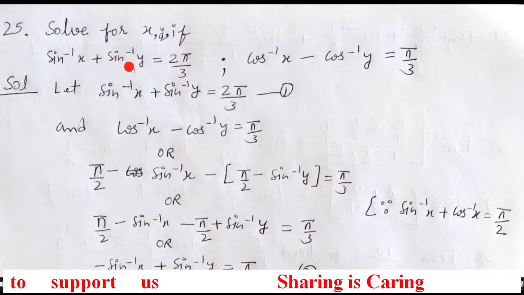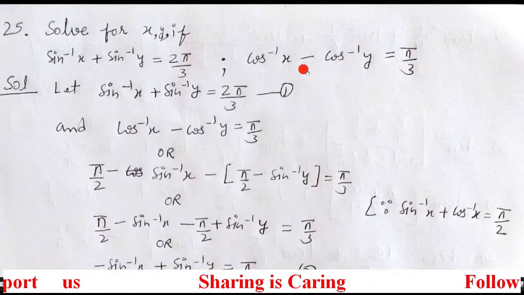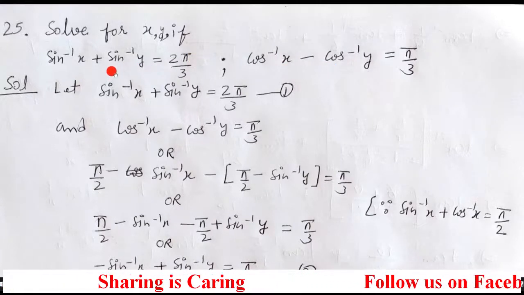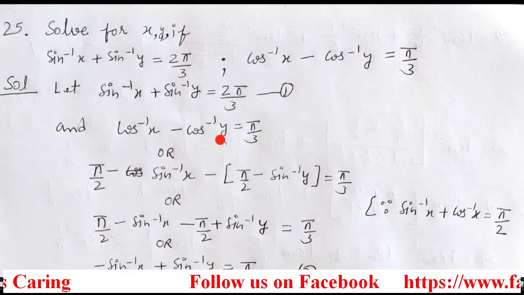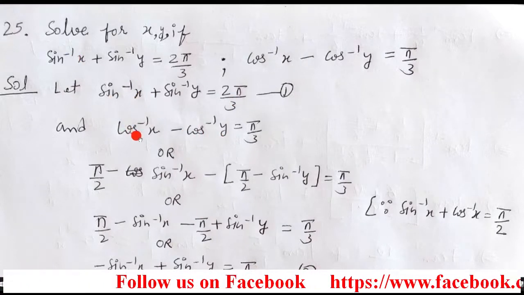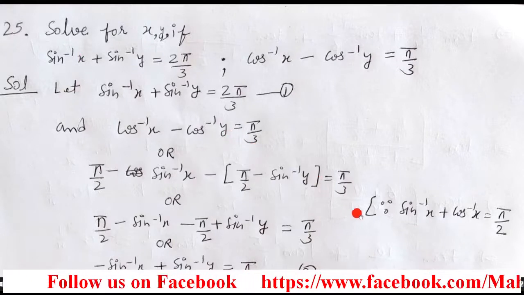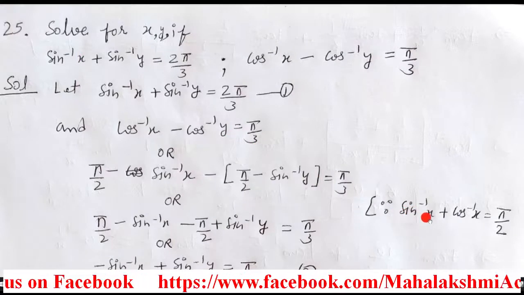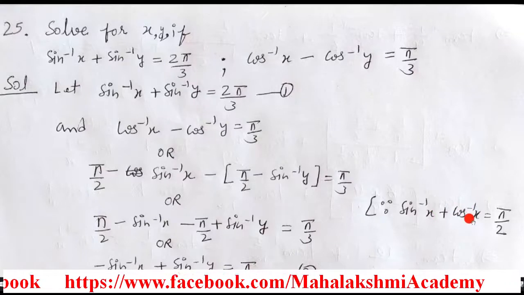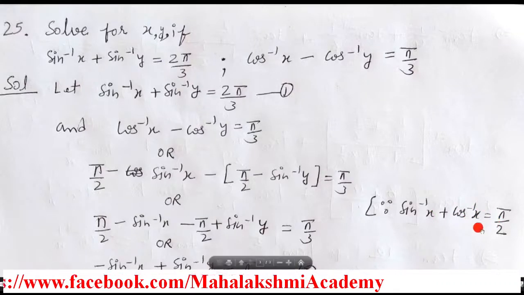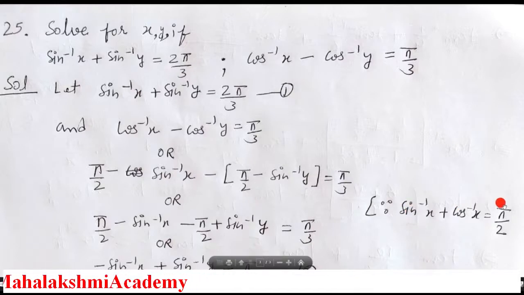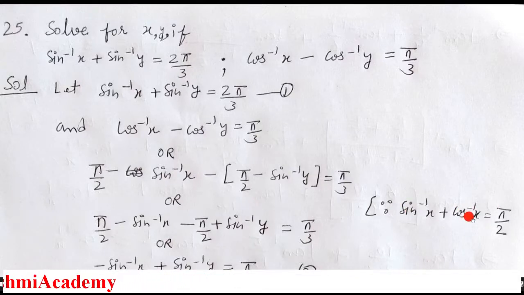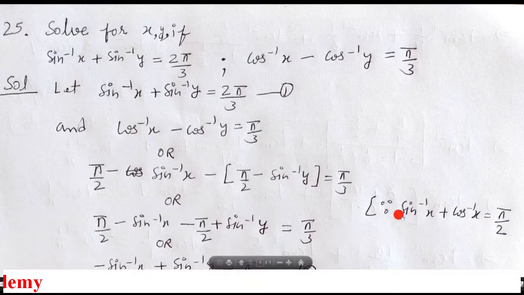In this question two equations are available, you can see the two equations. Now what we'll do is, we'll keep the first equation as it is, and the second equation we'll convert in the form of sine inverse. There is a very easy method. We have a formula, sin inverse x plus cos inverse x is equal to pi by 2. So from here, cos inverse x will be pi by 2 minus sin inverse x.